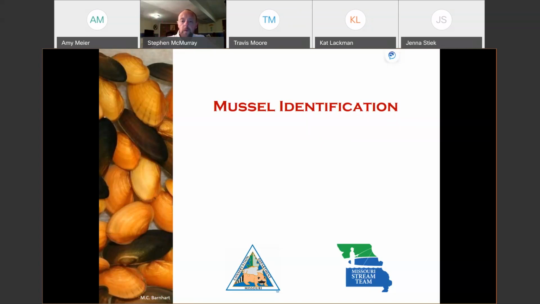Okay. All right. Well, we'll just go ahead and jump in. So for mussel identification, this can often be the most frustrating and most rewarding thing that aquatic biologists will do, at least in my opinion. And most people that work with freshwater mussels, if not all of us, would agree with that same thing.